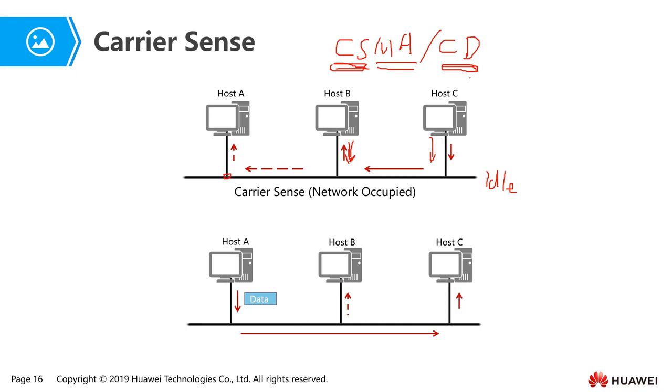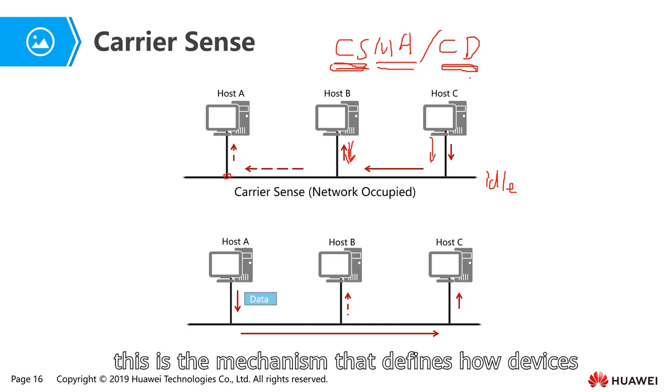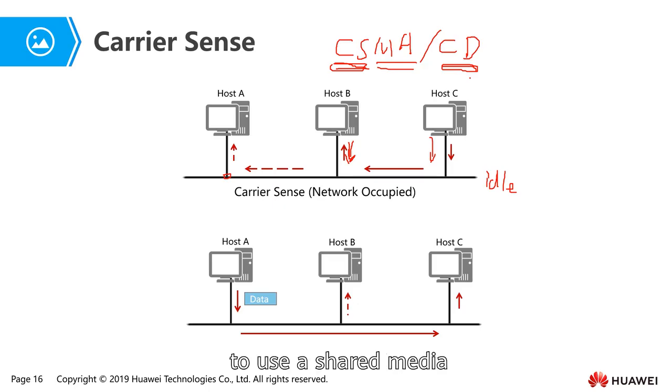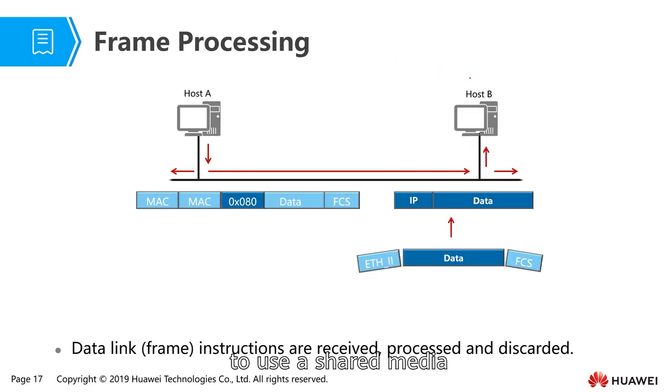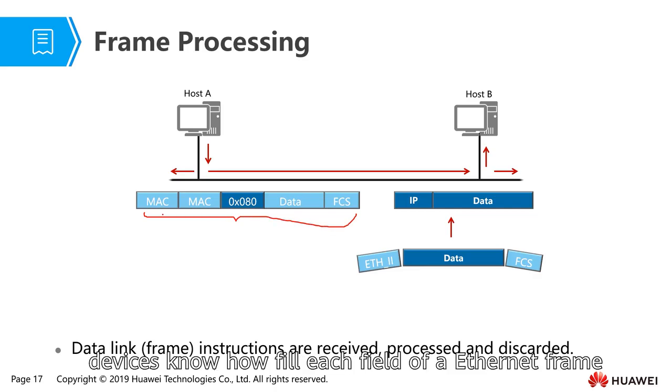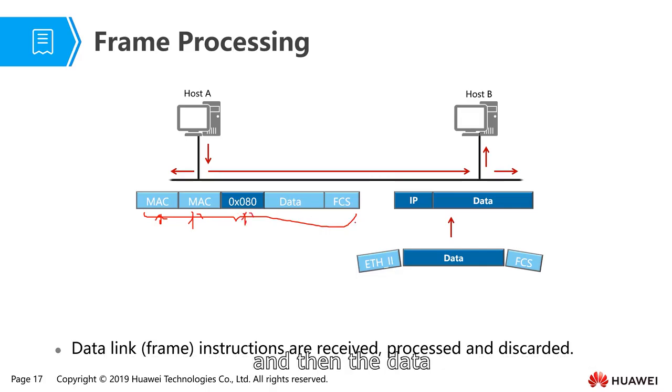Okay, this is the mechanism we call CSMA/CD. This is how the device uses a shared media. And then the frame processing. That means now host A has the format of the frame and knows how to fill each field, and how to send the data and use the media.